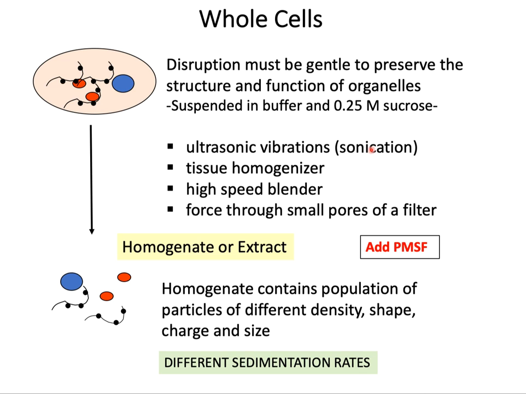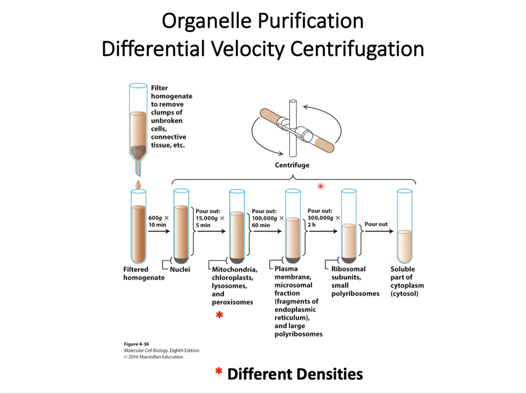Here in this process, often PMSF is used as a protease inhibitor, which we learned about in Part 1 of the module. The most common second step in organelle purification is differential velocity centrifugation. This diagram outlines the principle of this type of centrifugation.